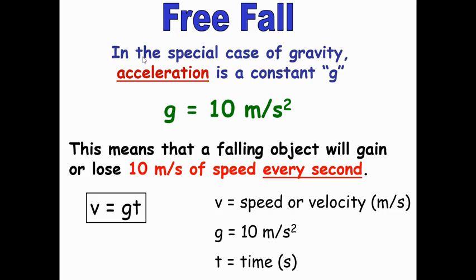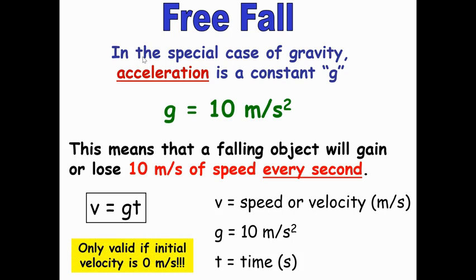We can solve for that speed using the following equation. v equals g times t, where v represents the speed or velocity of the object, g is a constant, 10 meters per second squared, and t represents the time the object has fallen. This equation is only valid if the initial velocity is 0. So this will work, for example, if the object is dropped from rest rather than thrown down with some initial velocity.